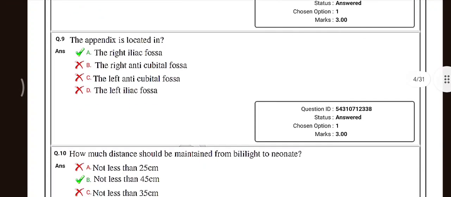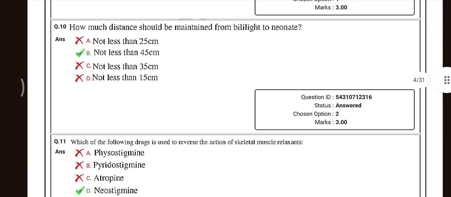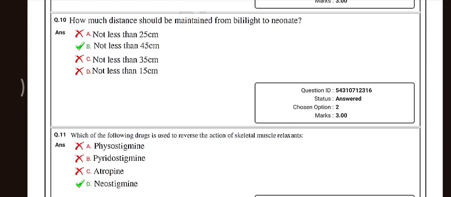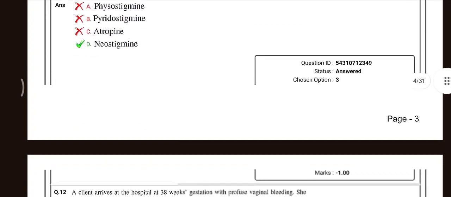How much distance should be maintained for bilirubin phototherapy to a neonate? The distance is not less than 45 centimeters. Which drug is used to reverse the action of skeletal muscle relaxants? We all know the antidote is neostigmine.